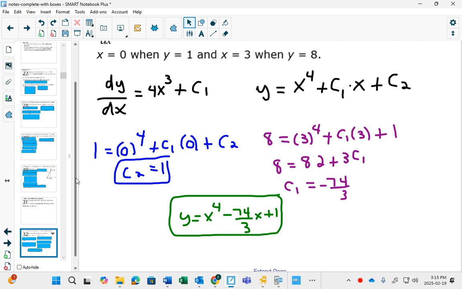And can you see that if you take the second derivative, these last two things would just go away completely? And you would just have that 12x squared, which seems nice and simple. Feels kind of awkward to have that -74/3 in there, but it's okay.